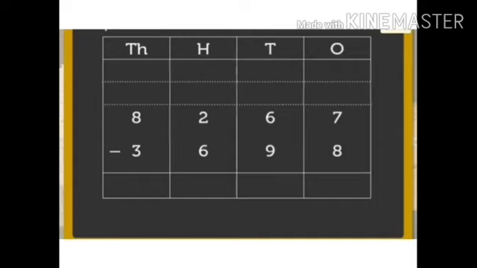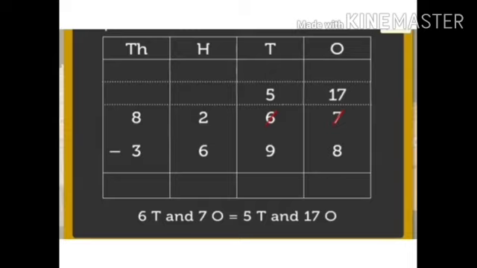8267 minus 3698. Write these numbers in the place value chart. In the ones column, 7 is lesser than 8. So, borrowing 1 ten from 6 tens. So, 6 tens and 7 ones is equal to 5 tens and 17 ones. Subtracting 17 ones minus 8 ones is equal to 9 ones. So, write 9 under the ones column.